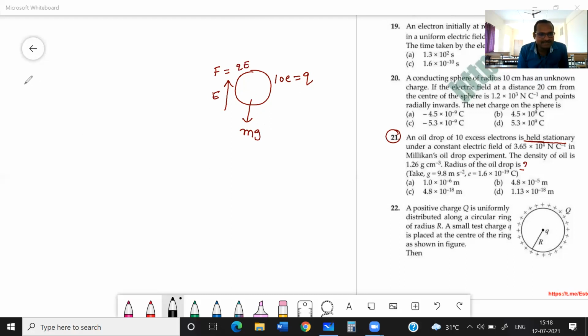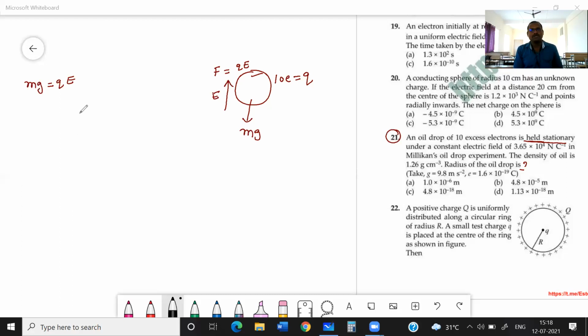If it is held stationary, mg should be balanced with qE. Clear, students? Then what will be the radius of the oil drop? They're asking how to find the radius. See, here it is a solid. A water drop means nothing but a solid sphere. It is in the form of a solid sphere.